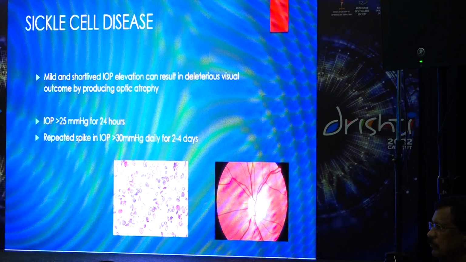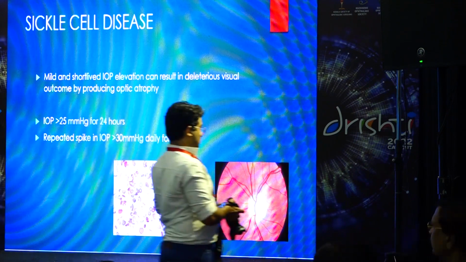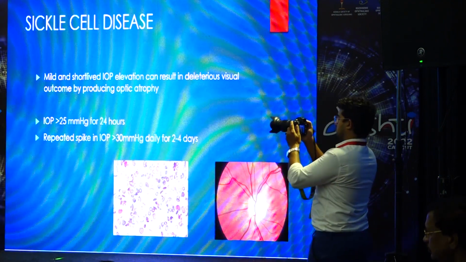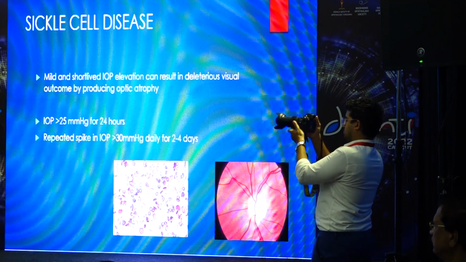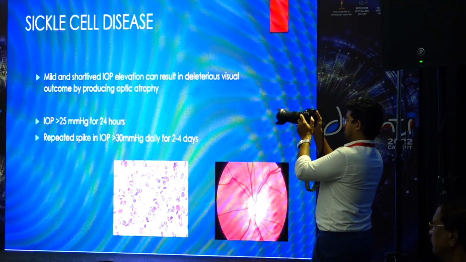Special mention on sickle cell disease, because in them mild and short-lived IOP elevations can result in optic atrophy and cause decreased vision. So in sickle cell disease, an IOP elevation of more than 25 millimeters of mercury lasting for more than 24 hours, or a repeated spike in IOP of more than 30 millimeters of mercury daily for 2 to 4 days, is an indication for surgical intervention.